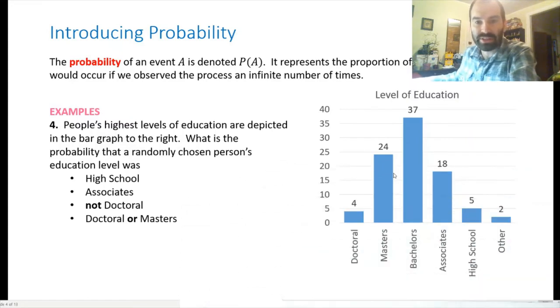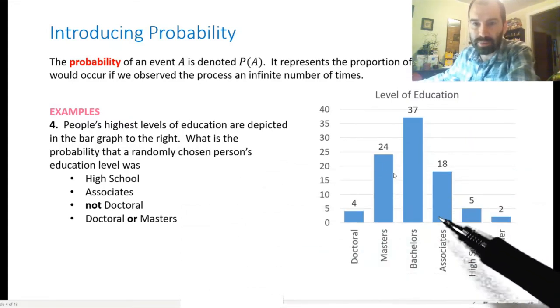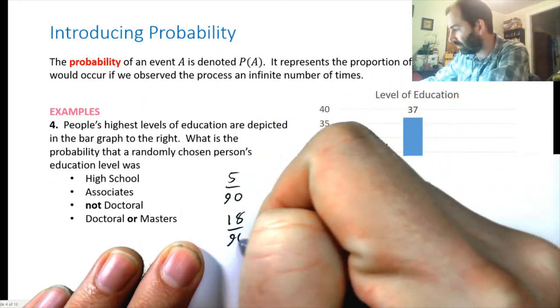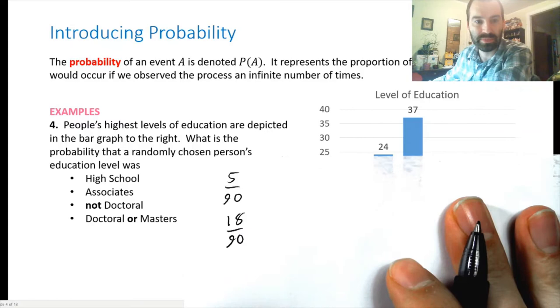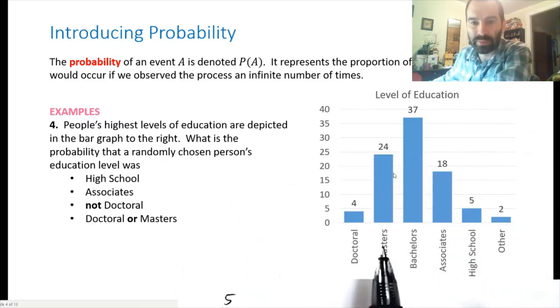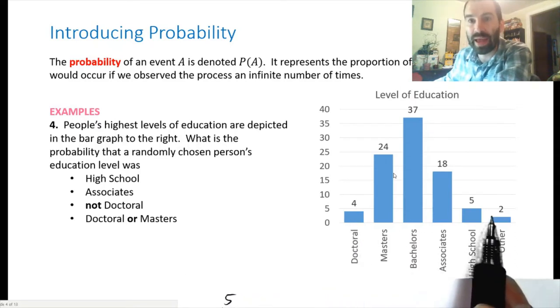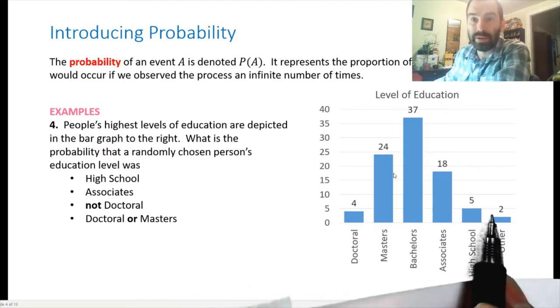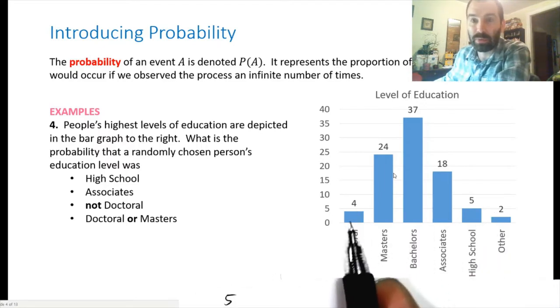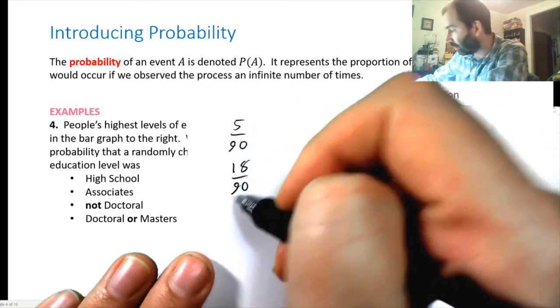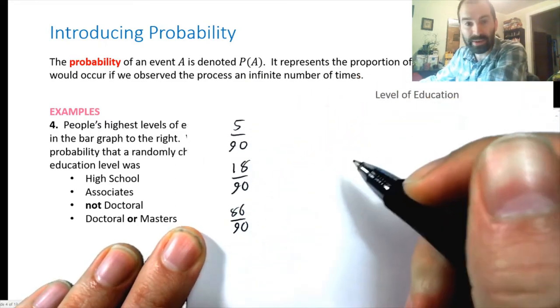What about associates? Well, associates, 18 out of 90 would be my probability for associates. What about not doctoral? Well, doctoral is 4 out of 90. If I say not doctoral, that's everybody else, right? So how many people are there that didn't have doctoral? Well, if there's 90 total people, that means there's 86 people that didn't have doctoral degrees. So that probability for not doctoral would be 86 out of 90.